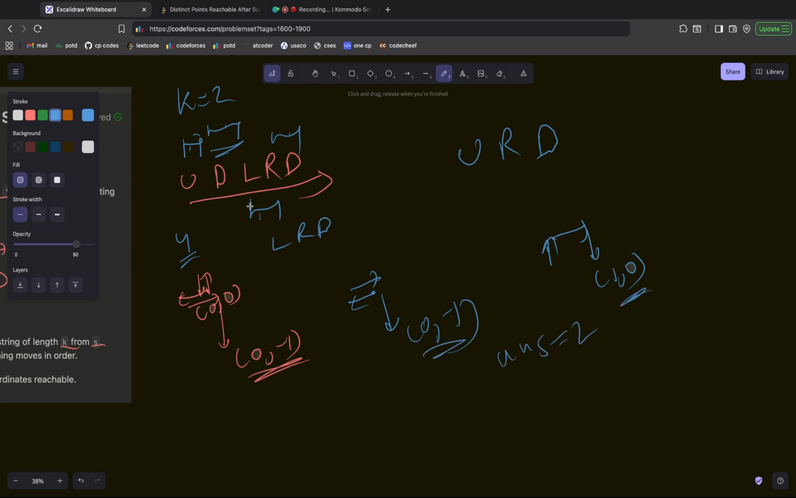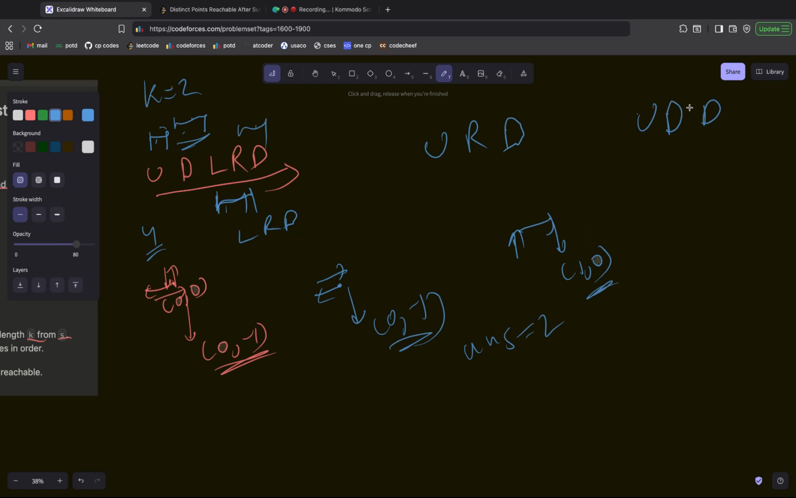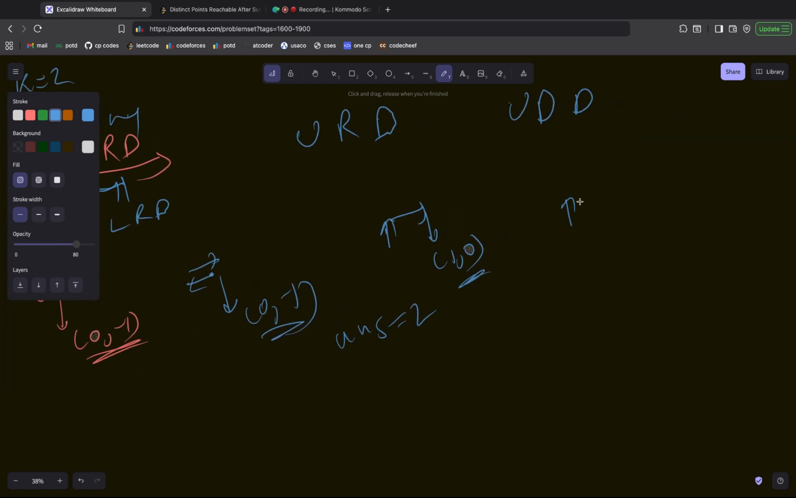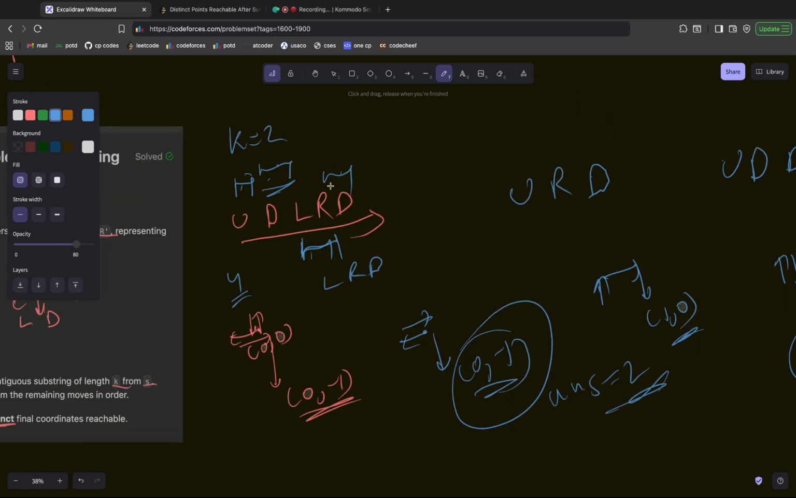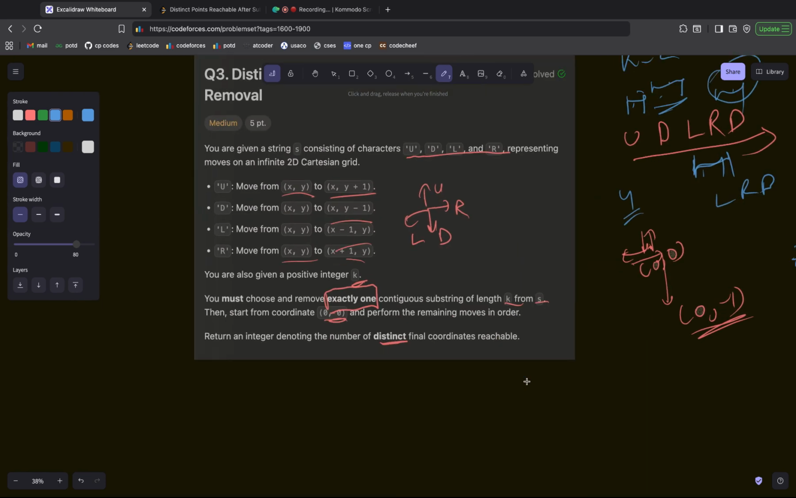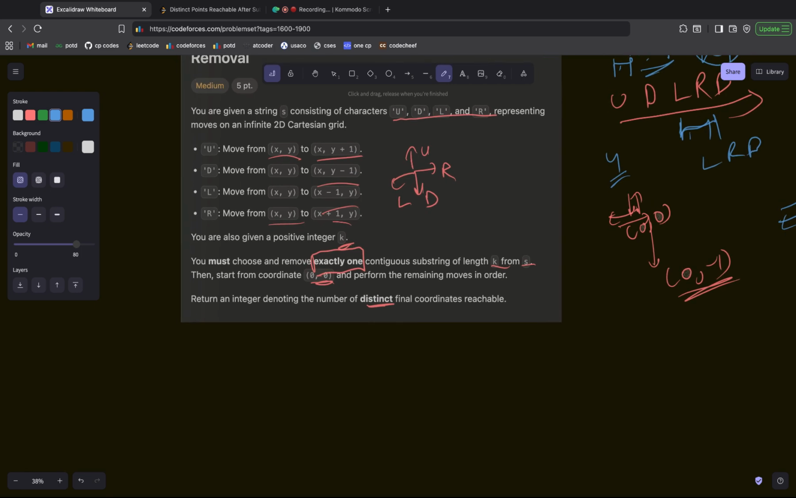Then let's say I remove this, so now I get UDD. I go up, then come down, then come down again, and my answer is 0, minus 1. Now this is not distinct, right? This and this are both the same, so my answer would remain at 2. Then you can try removing the last string and see where you end up. So what we need to do is get this answer, the number of distinct final coordinates reachable.